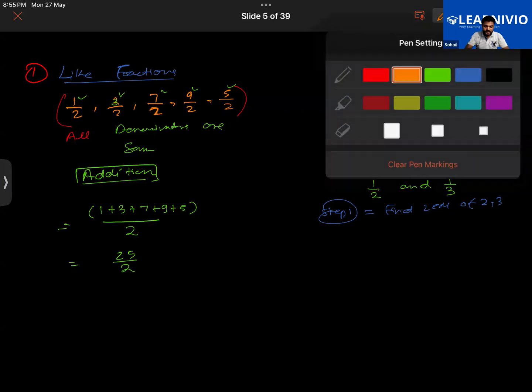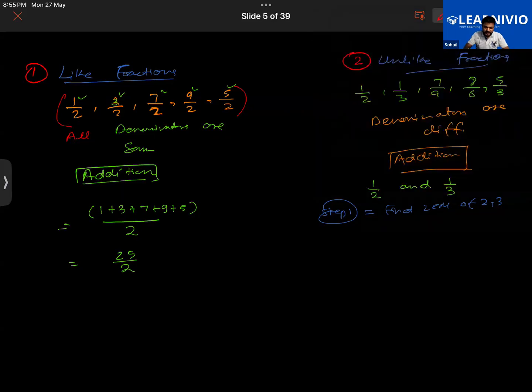Let us understand what I'm trying to say. 1 upon 2 and 1 upon 3. I need to multiply both of them with such a number so that their denominator becomes equal to 6. Like it should be equal. Because I know that the LCM of 2 and 3 is going to be 6, so I'm going to make their denominator 6.